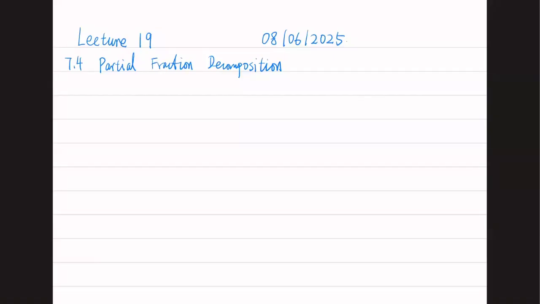So this partial fraction decomposition allows us to decompose a complicated rational function to some simpler factors that can be integrated easily. We start with a special case.